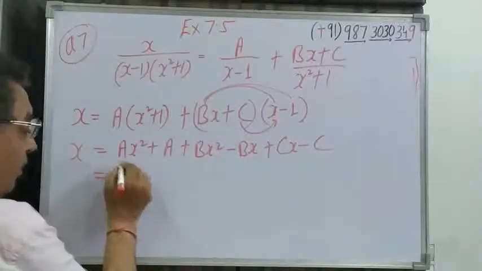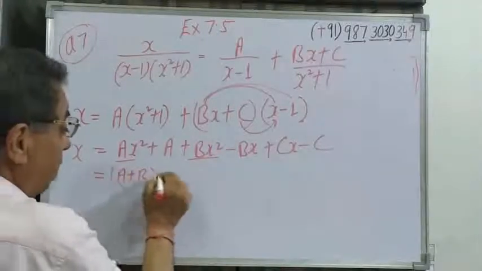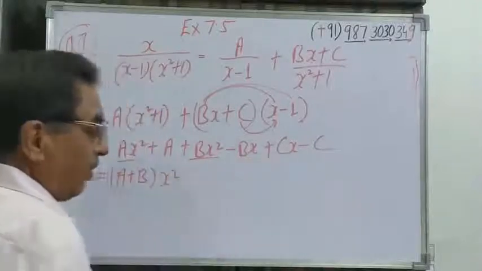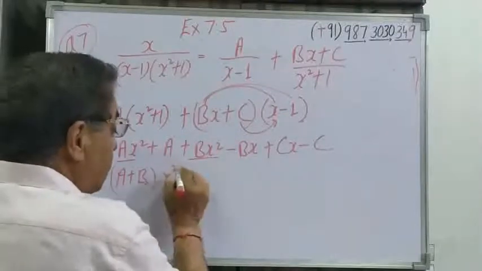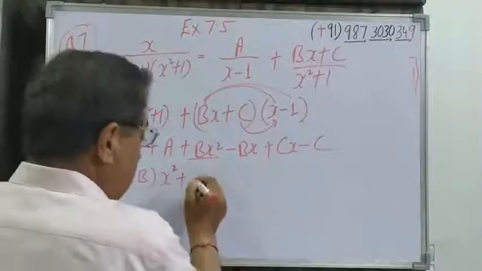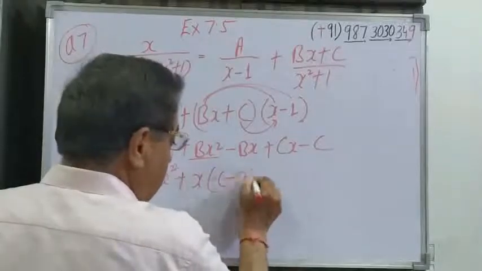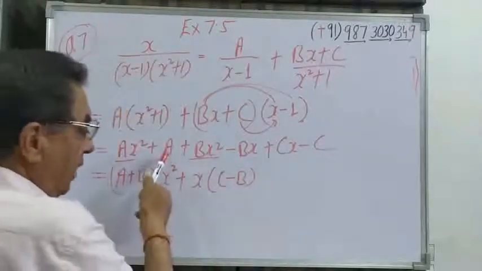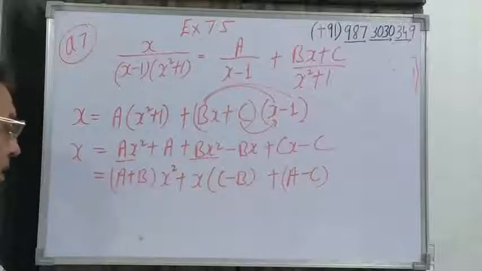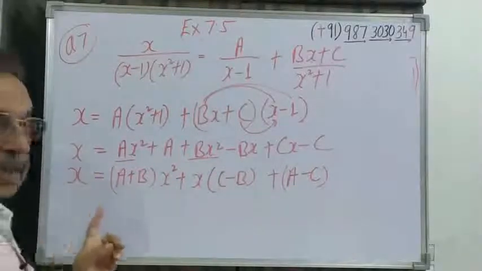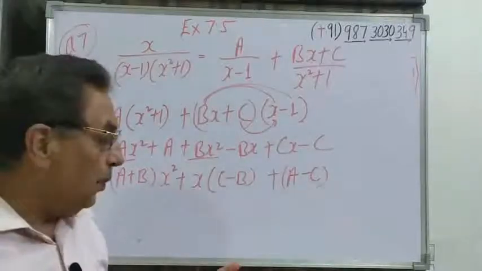Further simplifying, these two terms of x square can be written as (A plus B) into x square, and these terms both containing x, if I take x common, can be written as (C minus B) x, and at the end the two constant terms, A minus C. On the left hand side we have only the single term x. Now we want the values of A, B, C. So what should we do?